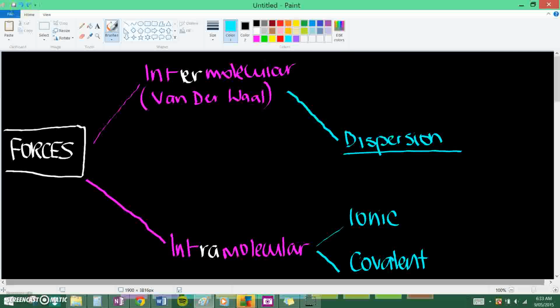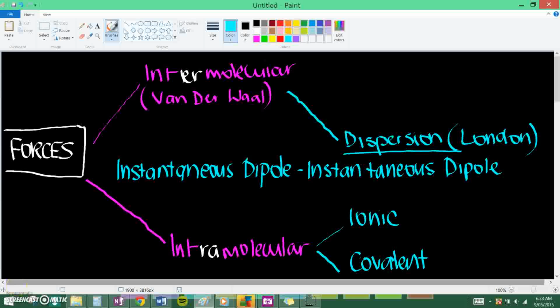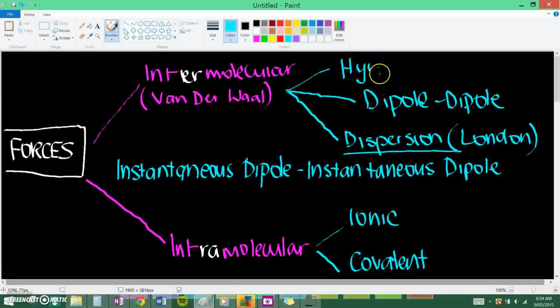Now, dispersion forces have many other names. They're also known as London forces, or this is a long name, I'll just pause it and write it down: instantaneous dipole to instantaneous dipole. Whew, that's a long one. Now, the second strongest is just dipole to dipole. And the strongest intermolecular force is the hydrogen bond.